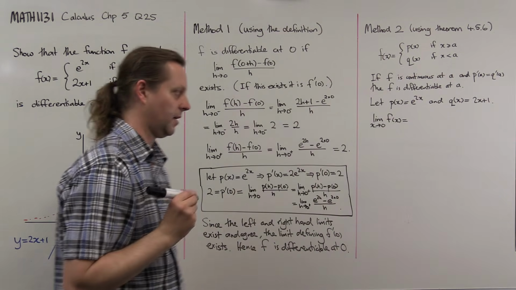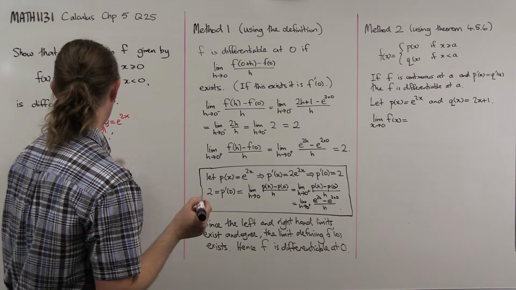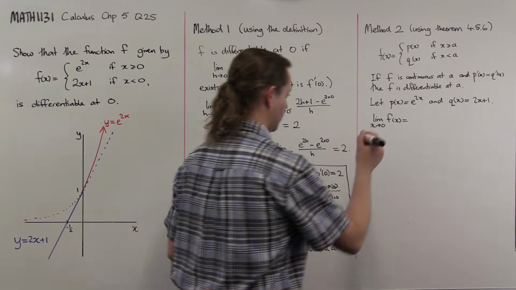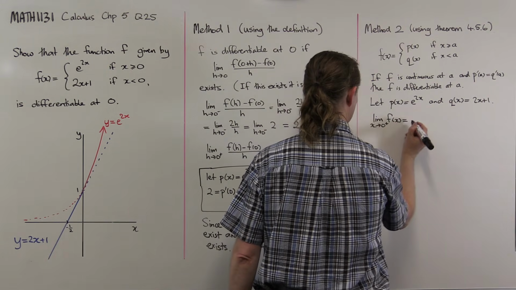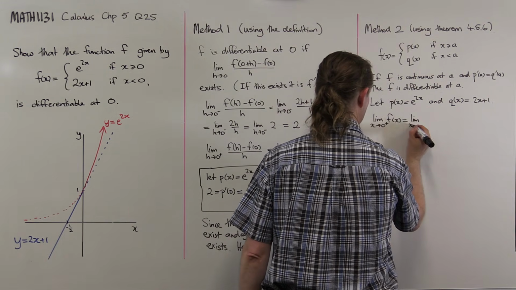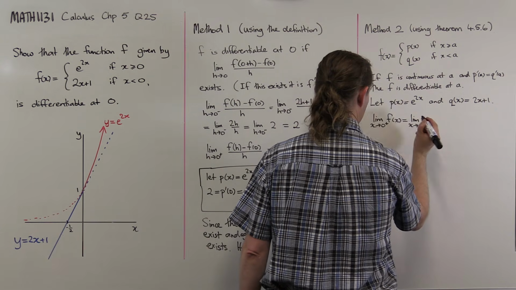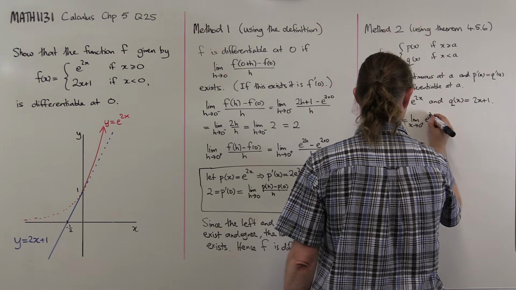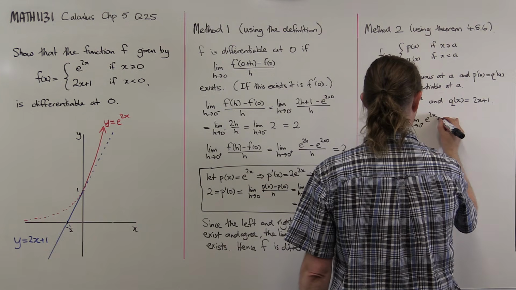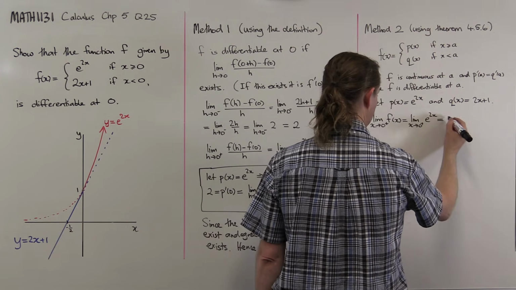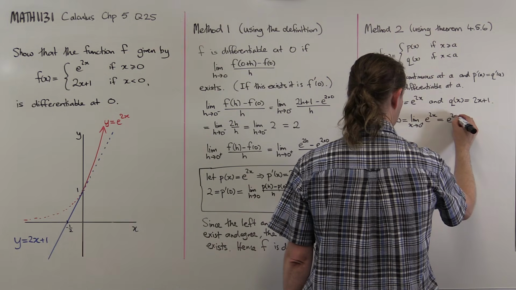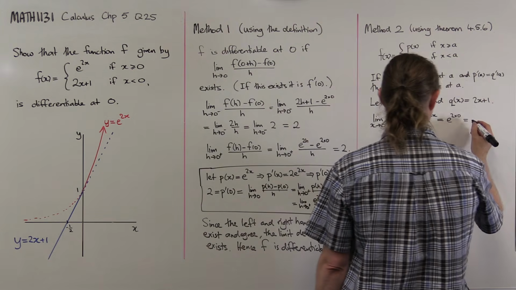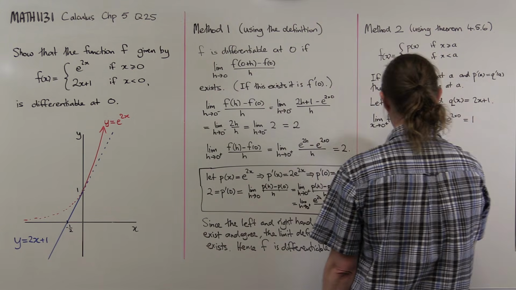Well, in order to find the limit as x approaches 0 of f of x, it's defined differently to the left and the right. So let's calculate the left and the right hand limits separately first. Let's do the limit from the right. For x greater than or equal to 0, f is e to the 2x. That's the p of x. And this limit is e to the 2 times 0, because the exponential function is continuous. So that's equal to e to the 0, which is 1.